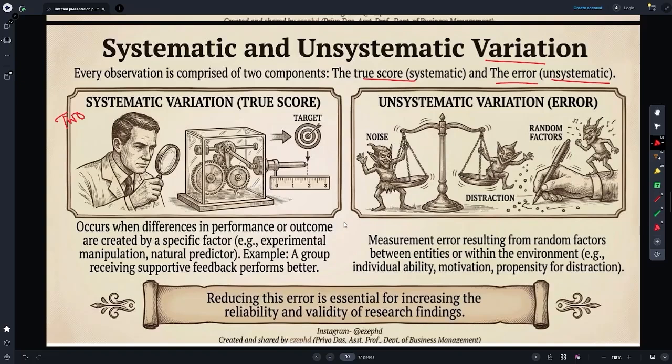Next one is the unsystematic error, which is measurement error. As earlier, I shared the counting machine example. Just read this out: measurement error resulting from random factors between entities or within the environment, like individual ability, motivation, propensity to distraction, etc. So these are basically noise and distraction that hamper your experiment. The unsystematic error happens too much in social science research because people are not always motivated or inclined toward any kind of experiment or survey. So these are some measurement errors. Just remember the previous example, 900 pages to 888.